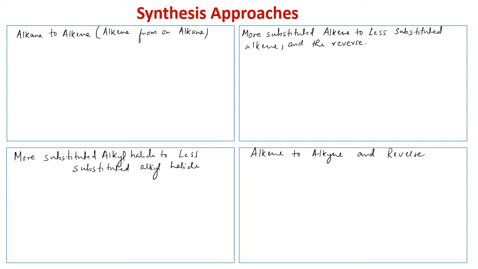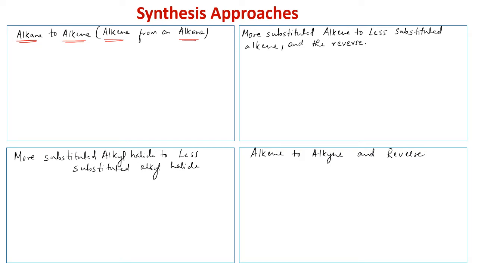So let's start with an alkane to an alkene. How would you convert an alkane to an alkene? Now, sometimes in synthesis, you might be thinking backwards, which is called a retrosynthetic approach. Instead of thinking about converting an alkane to an alkene, you're thinking, how do I make this alkene from an alkane? It's the same question, but you're thinking in the reverse direction.